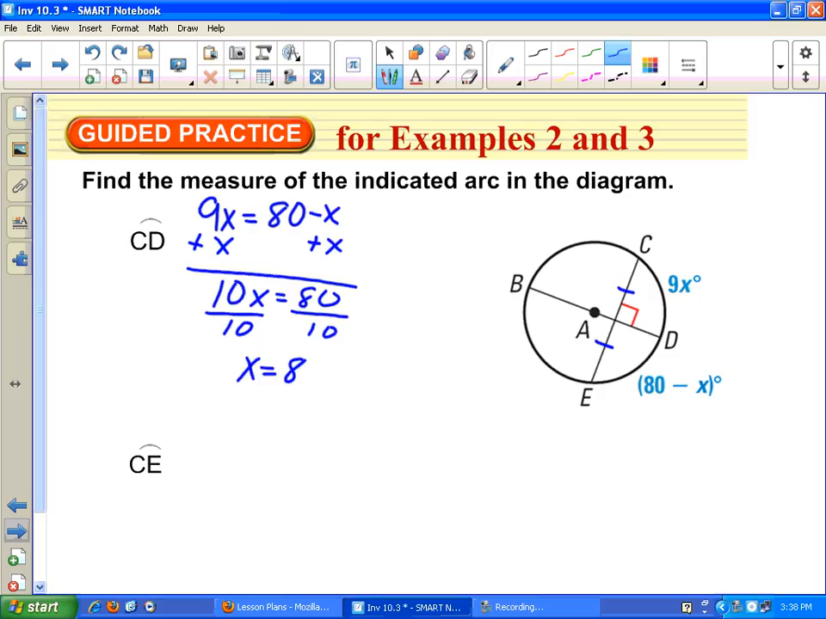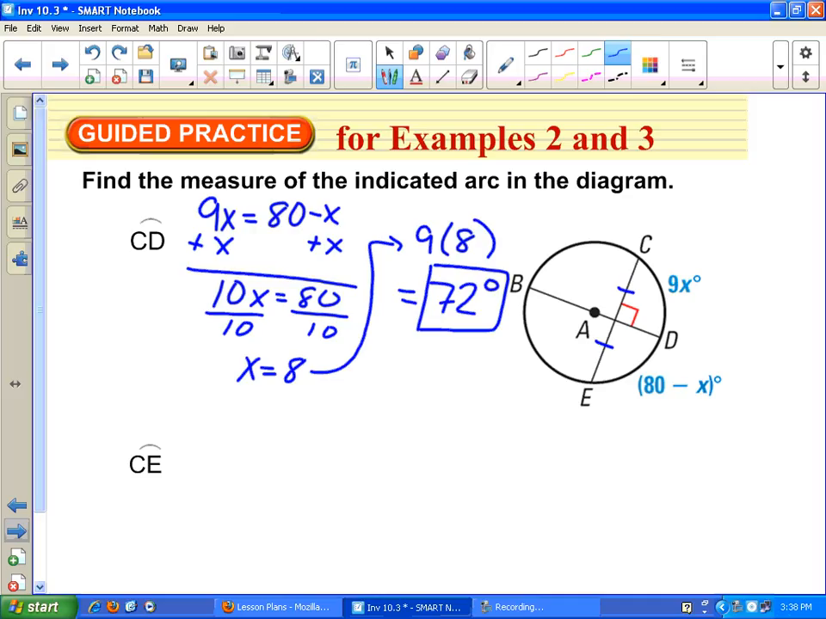But that hasn't answered our question yet because we're trying to find CD. So we're going to have to go all the way back, take 9 times 8 and get 72 degrees. On your homework tonight, they're just going to have you find x. But got to be careful because they might throw this in on a quiz or something. So we know that 9x is 72 degrees in this problem.